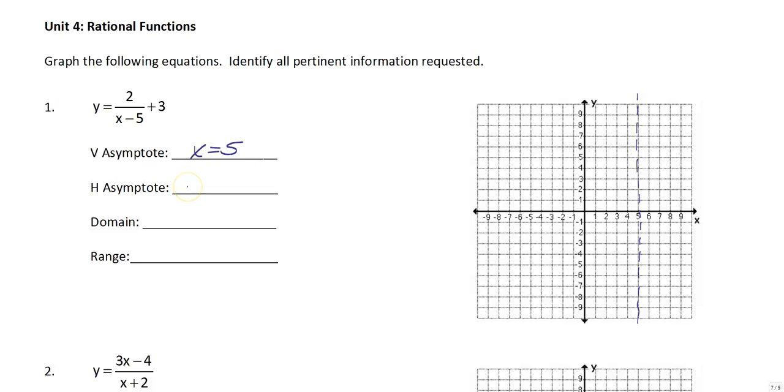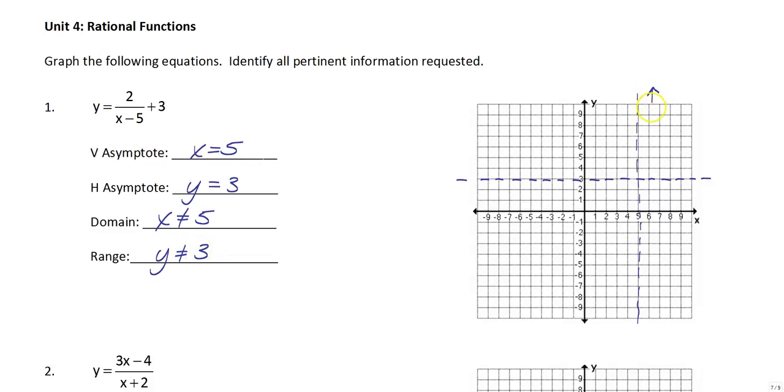Horizontal asymptotes. This is where we have multiple rules. But one of the rules is if there's a number off to the side, that's your horizontal asymptote. So we're just going to go with y equals 3. And we're done. Domain. Remember, domain is always x cannot equal any vertical asymptote or hole. But there's no hole for this one because nothing canceled. Range is y cannot equal any horizontal asymptote or y coordinate of a hole.